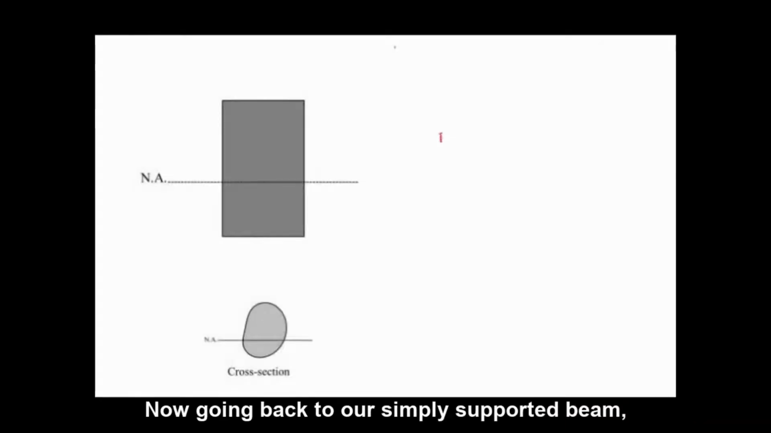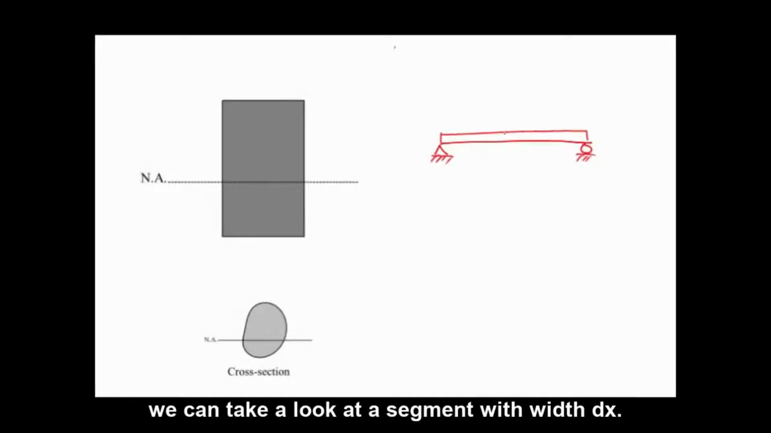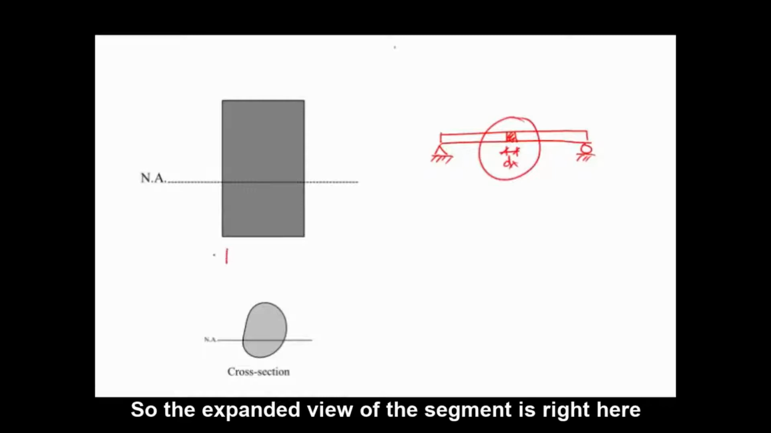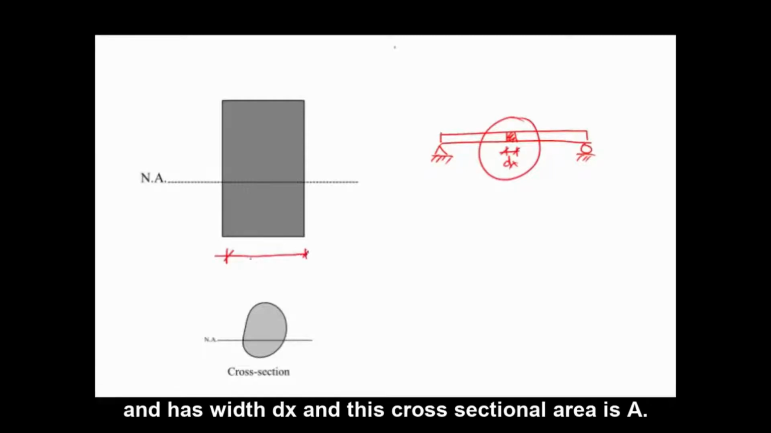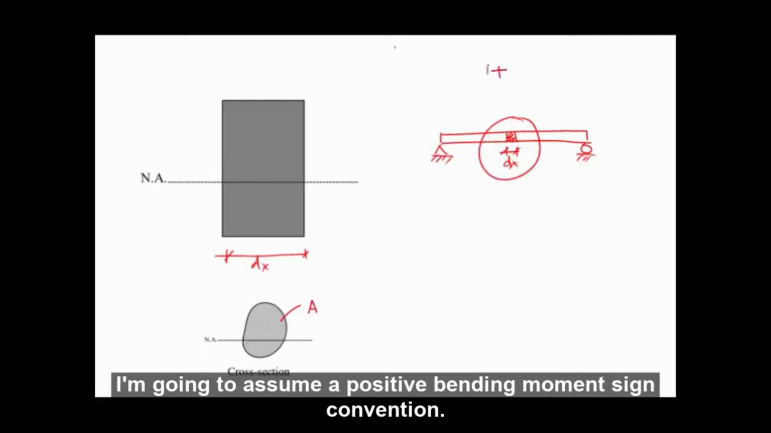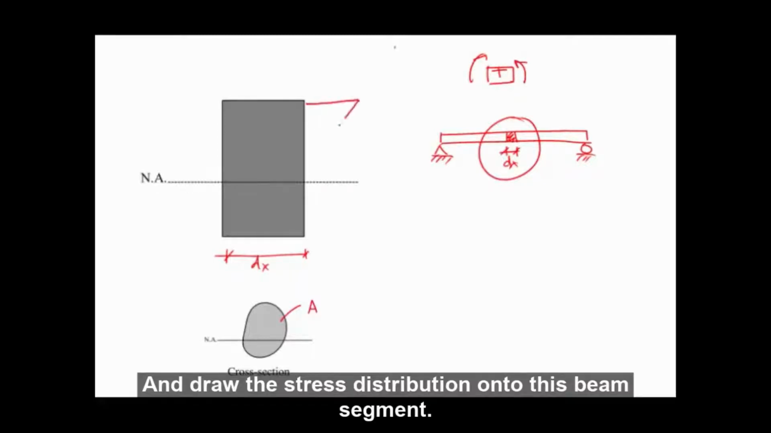Now going back to our simply supported beam, we can take a look at a segment with width dx. So an expanded view of the segment is right here. It has width dx, and its cross-sectional area is A. So I'm going to assume a positive bending moment sign convention and draw the stress distribution onto this beam segment.